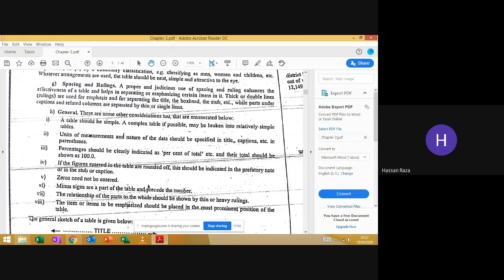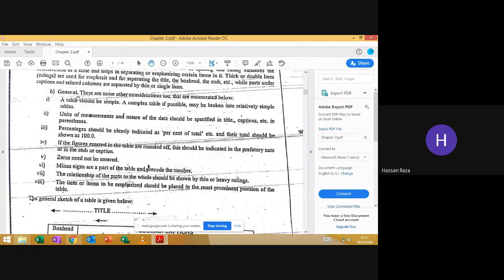Then there are certain general criteria for the body of the table. A table should be simple. The first and most important thing, a table should be simple. A complex table, if possible, may be broken into relatively small tables so anyone can understand your concept and your presentation easily. Units of measurement and nature of the data should be specified in table captions in parentheses. Percentages should be clearly indicated as percent of total or percentile of what, and their total should be shown as 100%. Percent always means the part out of 100.